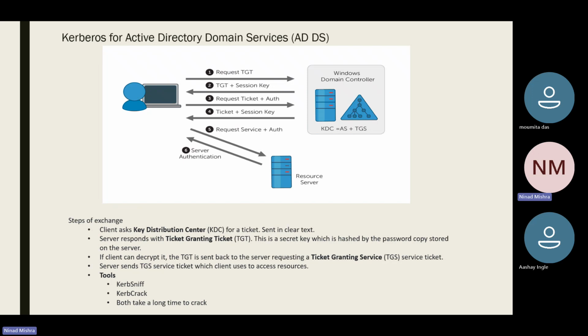Whenever it decrypts the TGT, that is the ticket granting ticket, it is sent to the server requesting a ticket granting service. Now I have decrypted it. Here is the ticket that you have sent me. Now please grant me service for that. Based on that ticket, it will grant the service and allow the authentication to work. The server then sends the TGS service ticket, which the client uses to access the resources.